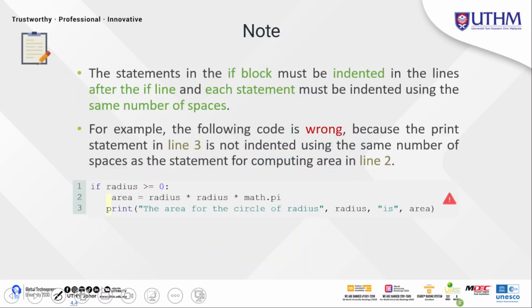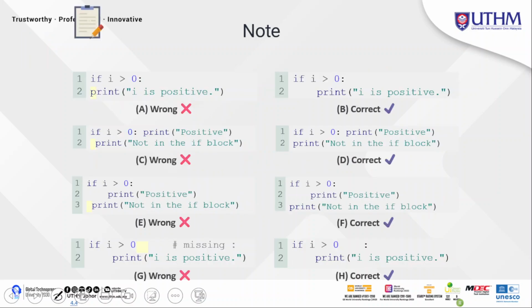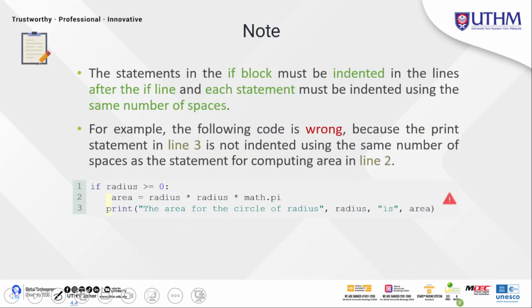Note: the statements in the if block must be indented in the lines after the if line, and each statement must be indented using the same number of spaces. For example, the following code is wrong because the print statement in line 3 is not indented using the same number of spaces as the statement for computing area in line number 2. You see? So even a small space makes a difference in coding Python. So make sure that you follow the same indentation for the statement and also the process.